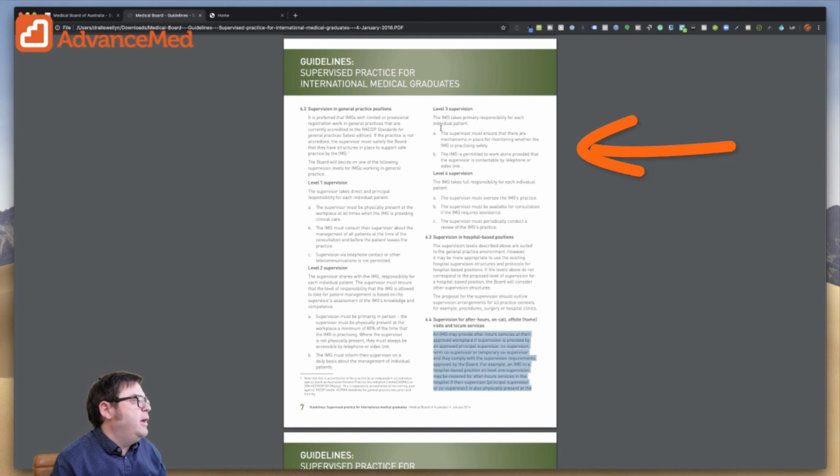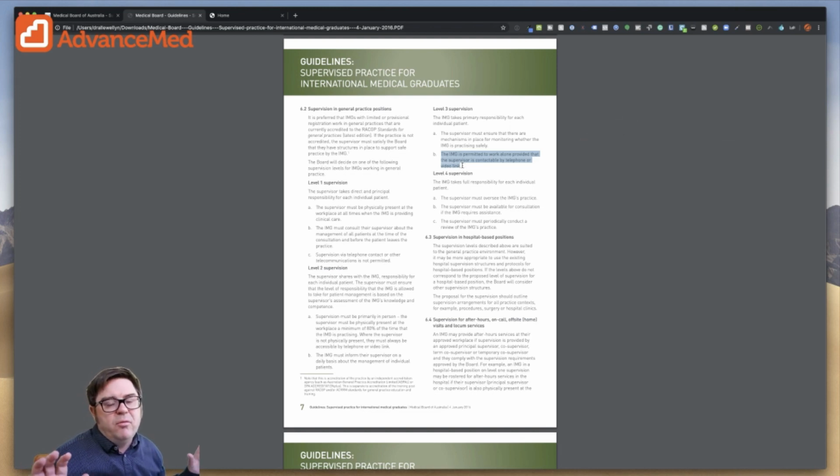Then we've got level 3 where the IMG is permitted to work alone provided the supervisor is contactable. That's kind of at the level of what a trainee, maybe a senior resident might do in a hospital. And that also might be what you might get appointed to if you're a specialist under partial comparability. And then level 4, which is the most relaxed, I guess, they take full responsibility for each individual patient, and really the supervisor just provides oversight, is available, and must periodically conduct a review. So that would be equivalent in the hospital to, well, there's not really much equivalent in the hospital to that, possibly like a senior fellow.